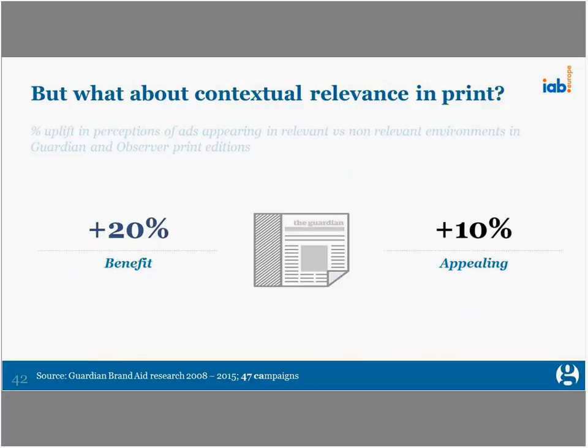We did have a quick look at print. To be honest, we don't have the same level of detail for print. The contextual argument isn't quite the same. People are more obsessed with positioning in a newspaper than they are online. But for those few contextually relevant campaigns that we saw, there was a positive impact on benefit and brand appeal for those that were seen there as well.